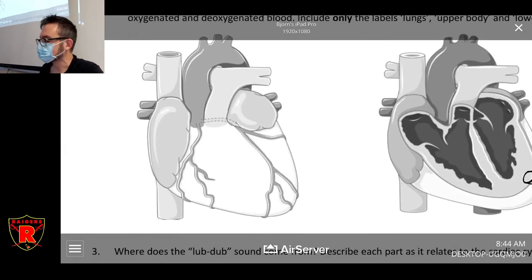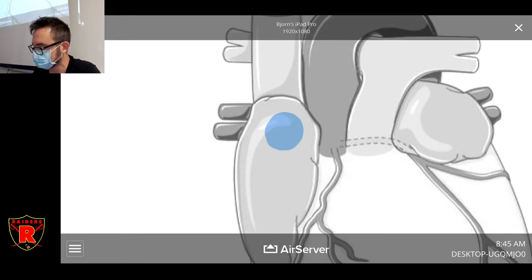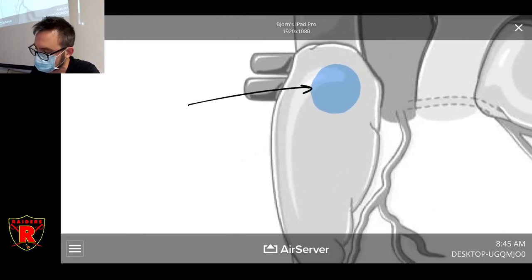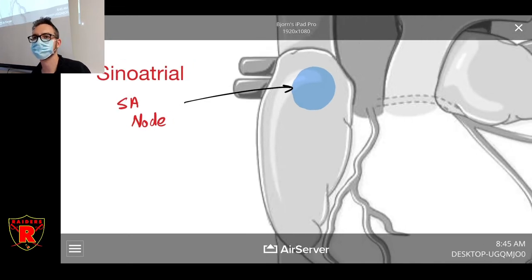The signal to contract, that depolarization signal to get things going, always starts in the same spot on the heart. It's a little patch right here on the top of the right atrium. That area is called the SA node. I should probably write what SA stands for. SA is sinoatrial, but it's almost always just referred to as the SA node. This is the sinoatrial node.